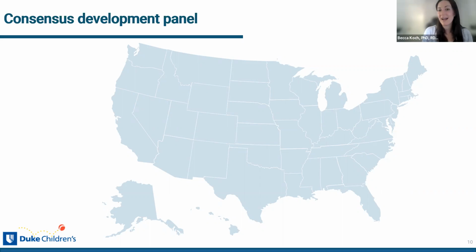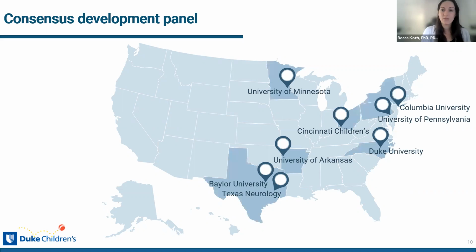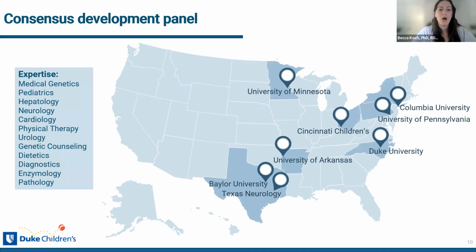So we needed to find experts for all phenotypes of GSD4, meaning all types of presentations, and the end result was 20 experts. And so they all have expertise, or individually have expertise, in medical genetics, pediatrics, hepatology, neurology, cardiology, physical therapy, urology, genetic counseling, dietetics or nutrition, diagnostics, enzymology, and lastly, pathology.